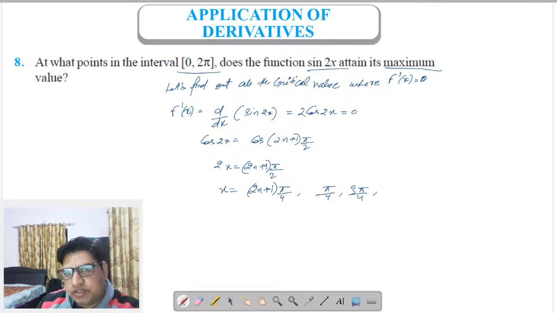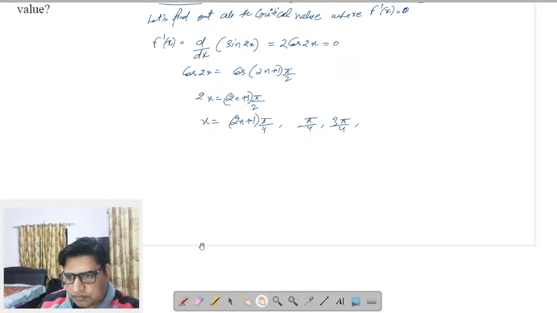So what we do here is try to find out the value of the function at these critical points as well as at the end points of the interval. Okay, so here we find the minimum value is 0, at x is equal to 0. So let's try to find out the value at x is equal to 0. So f(0) is equal to sin 0, which is 0 only.